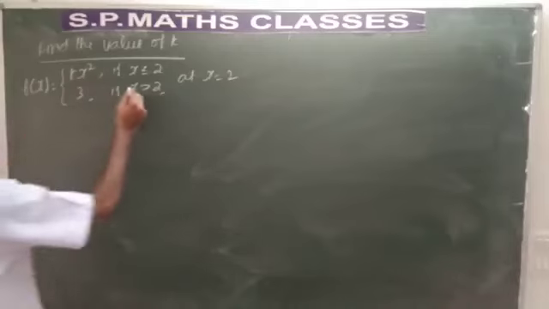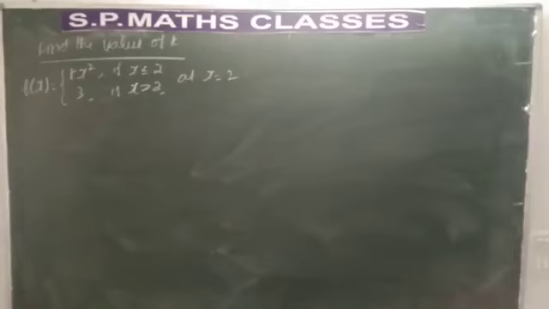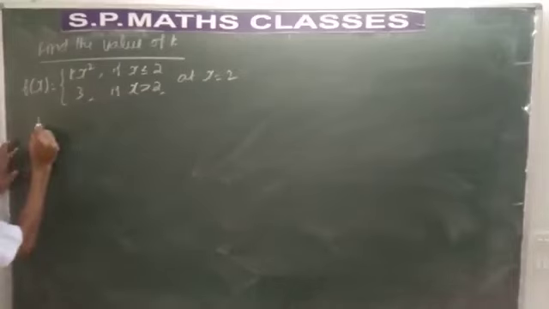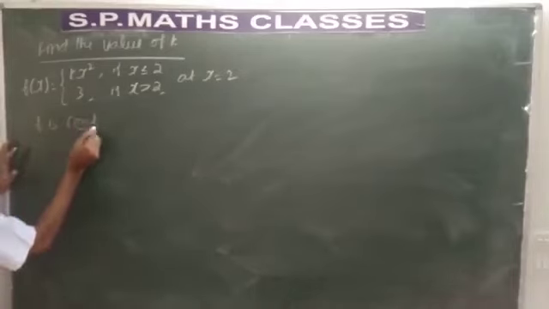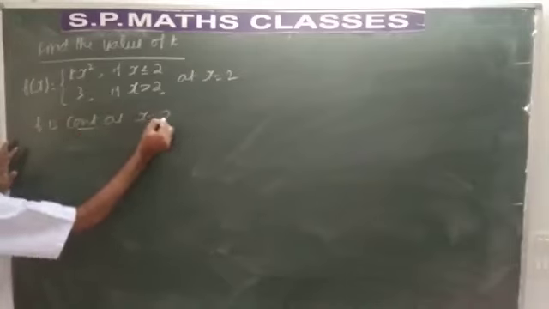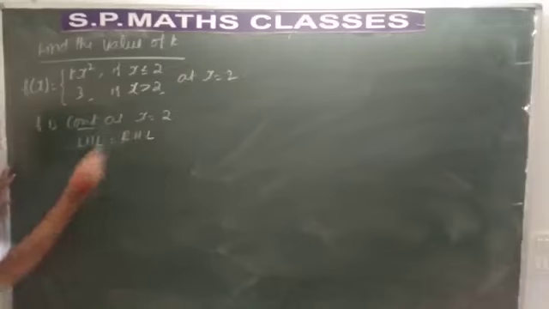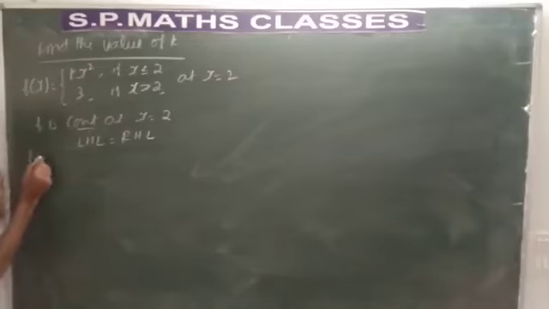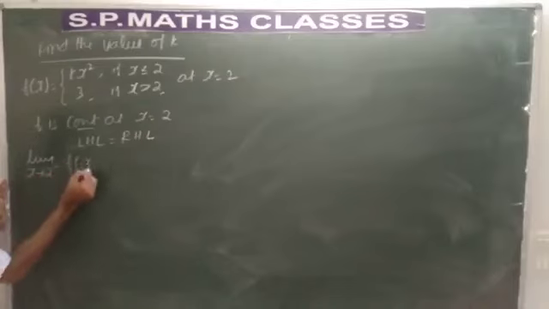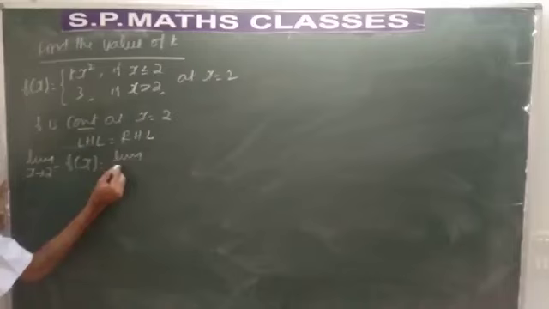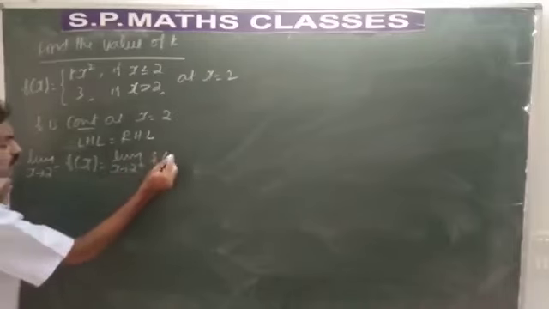It is given that this function is continuous, so find the value of k. What is given? F is continuous at x is equal to 2. When such is the case, the left hand limit should be equal to the right hand limit. So what happens now? Limit as x tends to 2 minus f of x is equal to limit as x tends to 2 plus f of x. 2 minus and 2 plus.